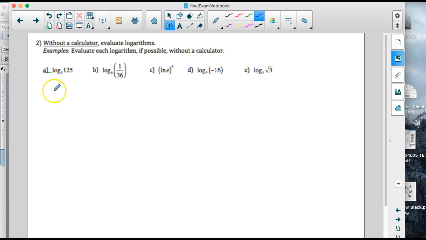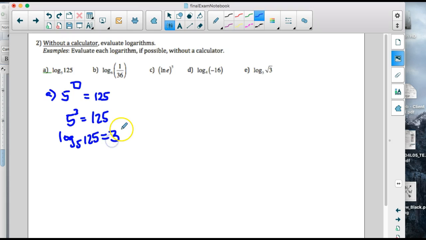We can rewrite it as an exponential function. So for part A, 5 is the base. A logarithm equals the exponent, so we don't know the exponent, and it equals 125. So basically we're looking for 5 to what power is 125. In this case, 5 to the third power is 125. So that means log base 5 of 125 equals 3.